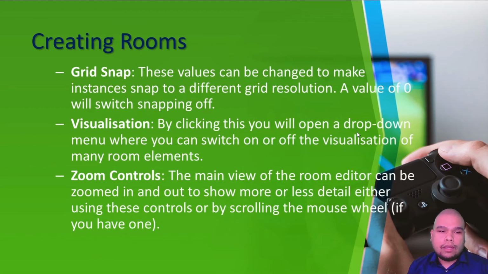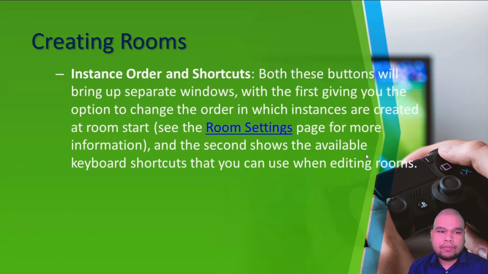We also have your grid snap. These values can be changed to make instances snap to a different grid resolution. A value of 0 will switch snapping off. Visualization. By clicking this, you will open a drop-down menu where you can switch on or off the visualization of many room elements. Zoom controls. The main view of the room editor can be zoomed in and out to show more or less detail, either using these controls or by scrolling the mouse wheel.